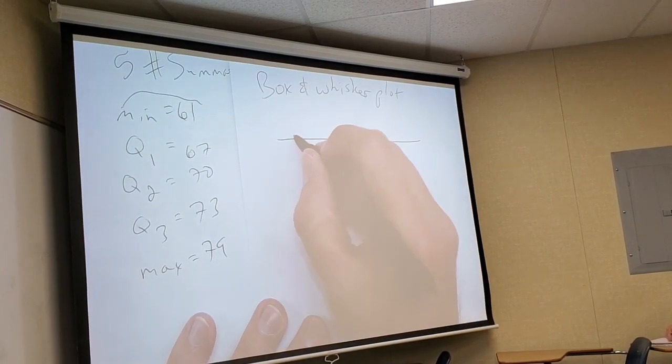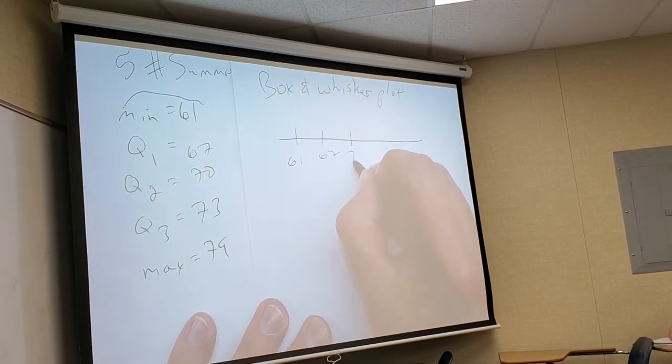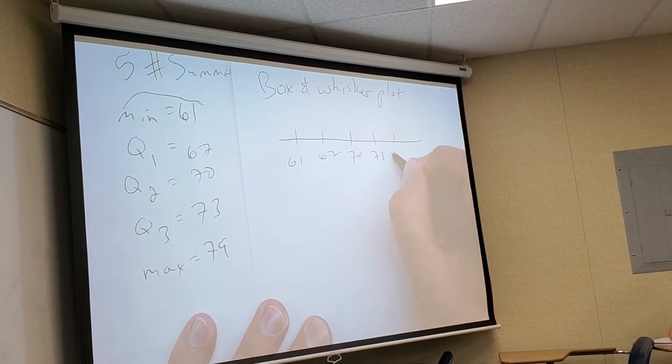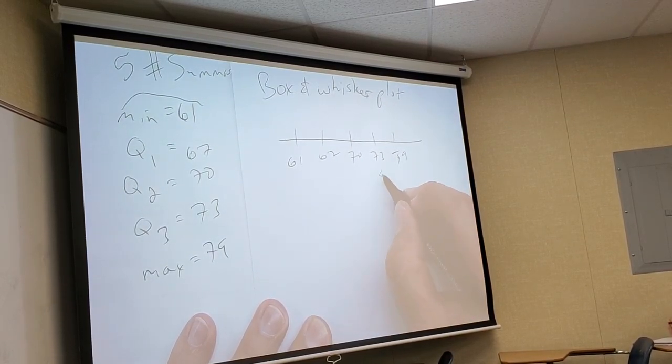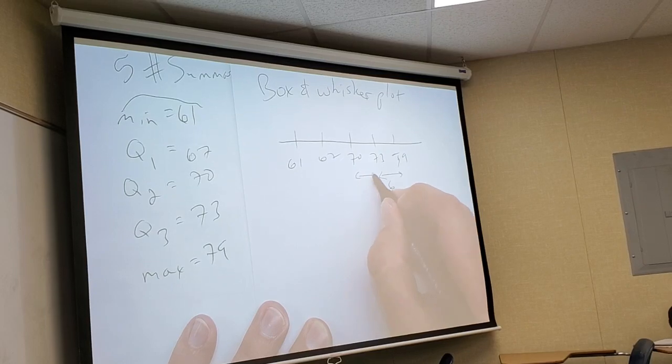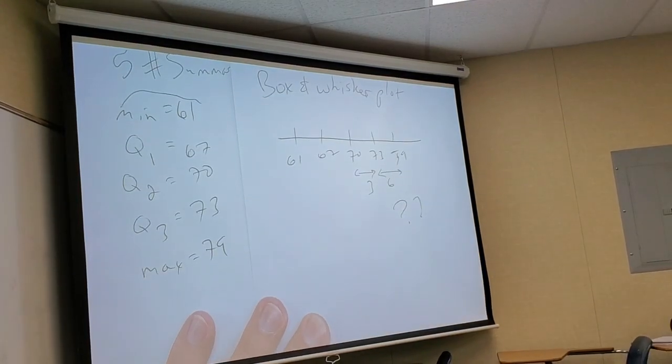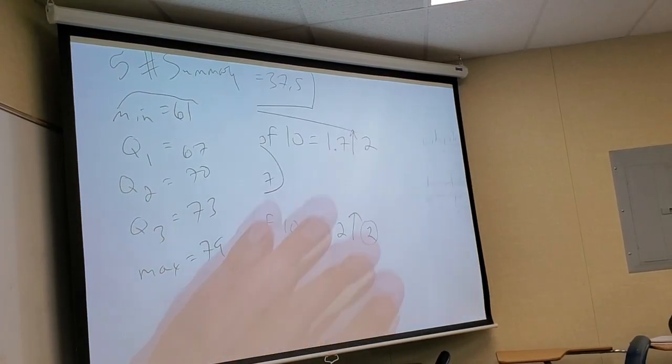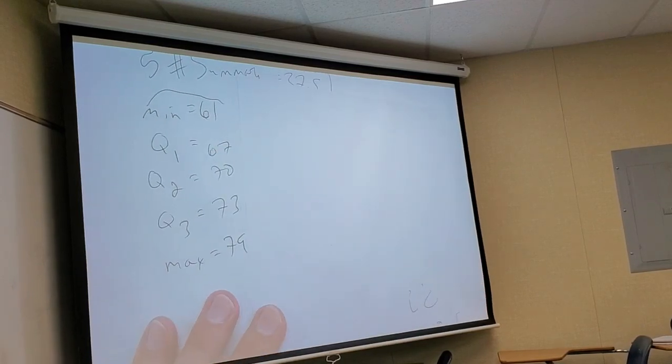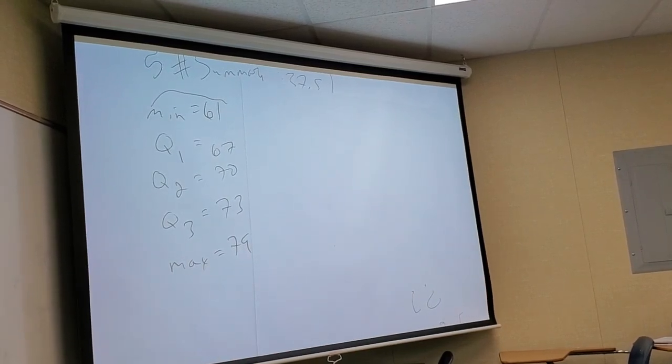Any scale you make in mathematics has to be consistent. So I'm not going to do this, this is wrong: 61, 67, 70, 73, 79. I always get somebody who does this. The scale's got to be consistent. The only thing my data tells me is roughly where I should start and roughly where I should end.